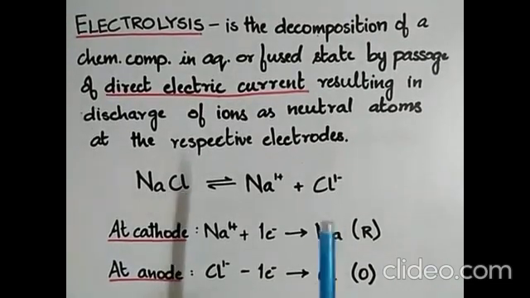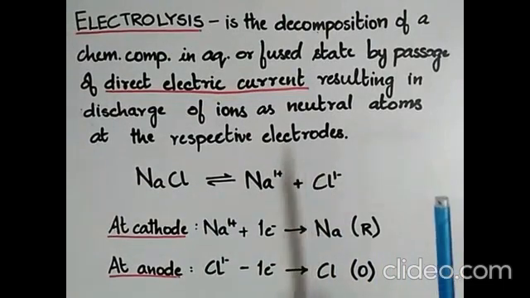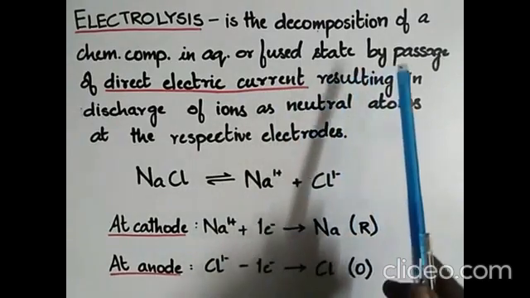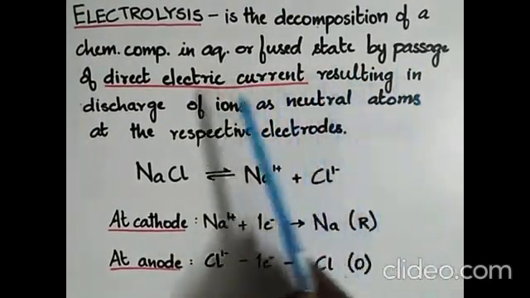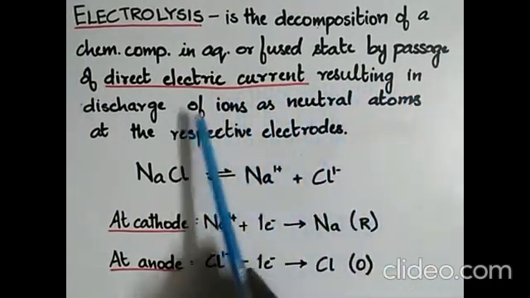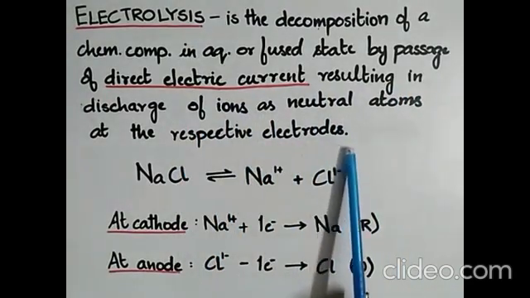You have learnt all the terms related to the definition of electrolysis. So now we'll learn the definition of electrolysis. Electrolysis is the decomposition of a chemical compound in aqueous or fused state by passage of direct current, not alternate current, resulting in discharge of ions as neutral atoms at the respective electrodes.